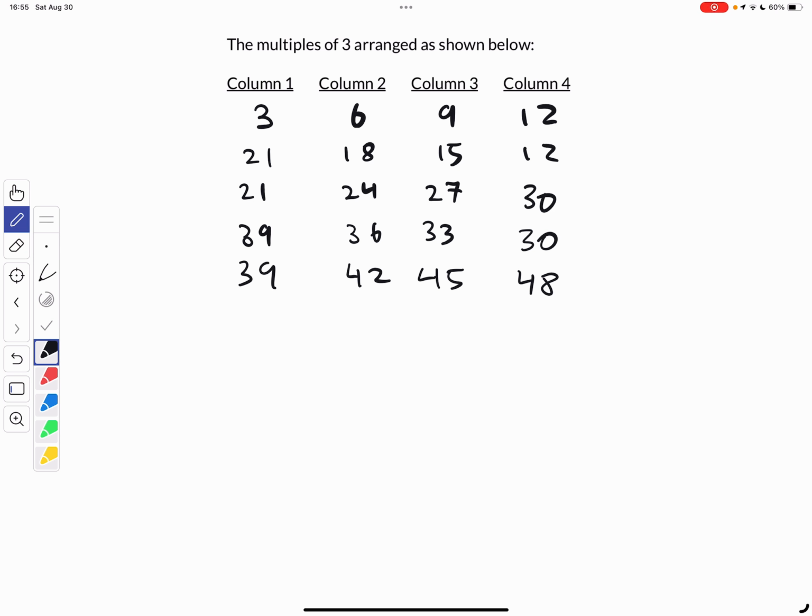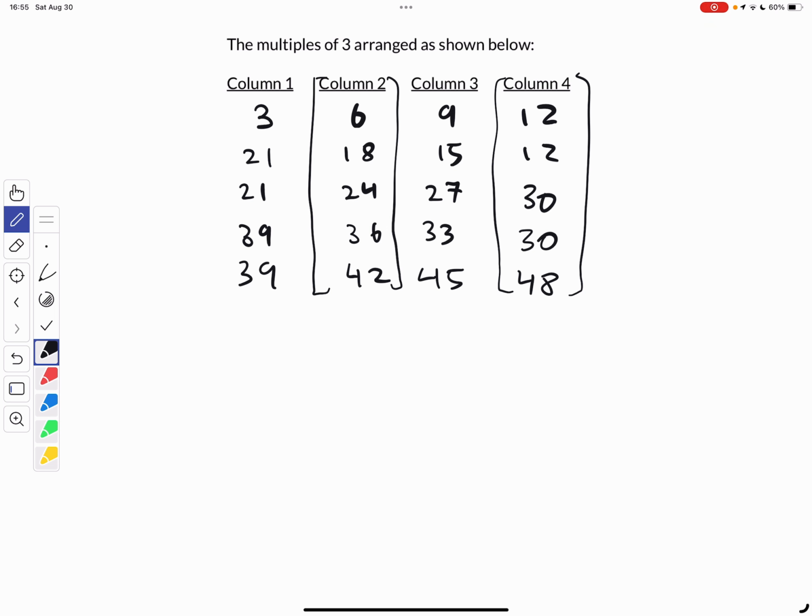Now, in columns 2 and 4, we see that only even numbers show up. Now, hopefully you have caught me here.